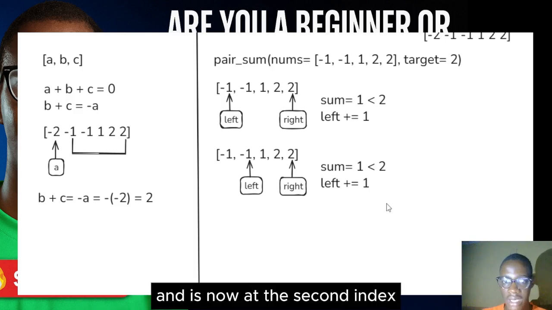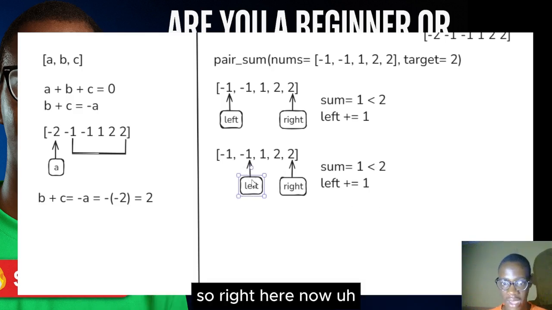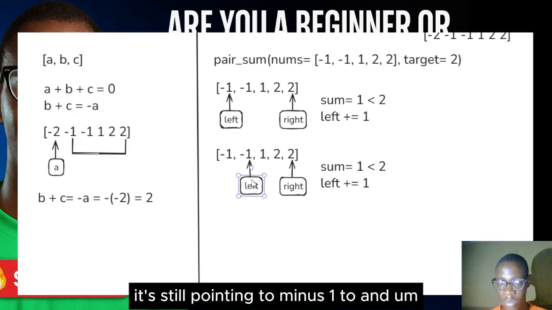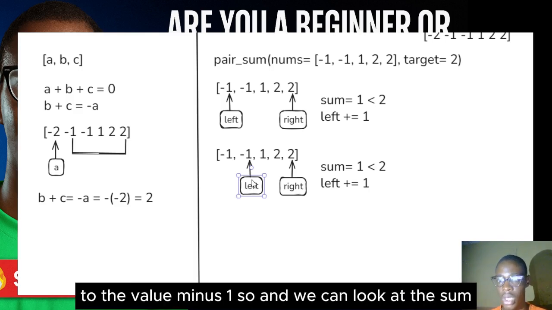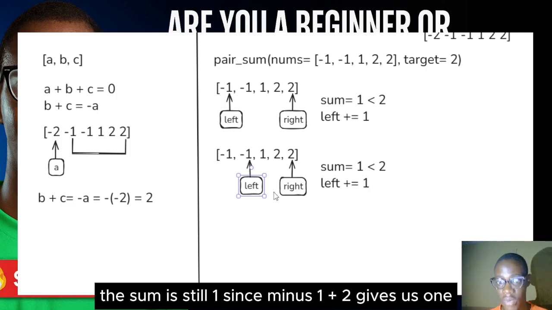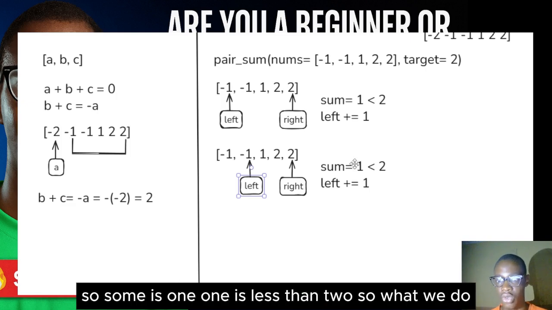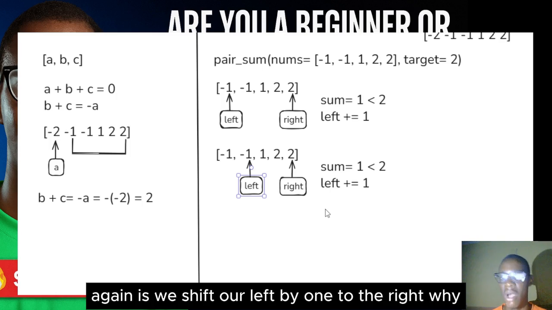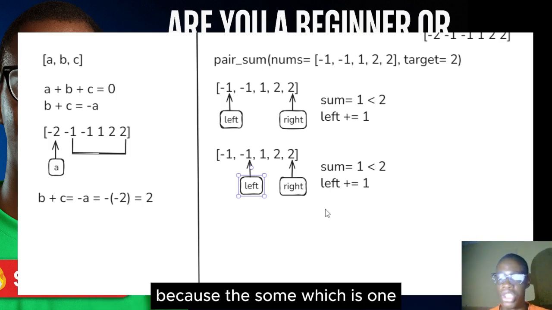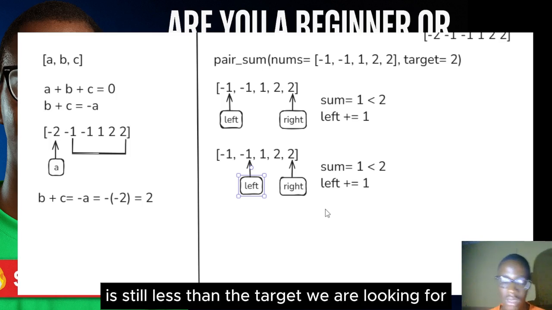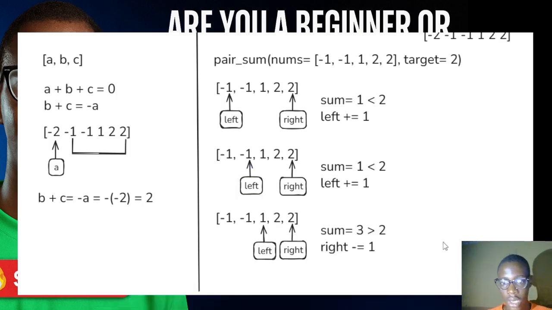Alright, now we have our pointer shifted by 1 to the right, and it is now at the second index. So right here now, it's still pointing to the value -1. And we calculate the sum. The sum is still 1, since -1 plus 2 gives us 1. So sum is 1. 1 is less than 2. So what we do again is we shift our left by 1 to the right. Why? Because the sum, which is 1, is still less than the target we are looking for.